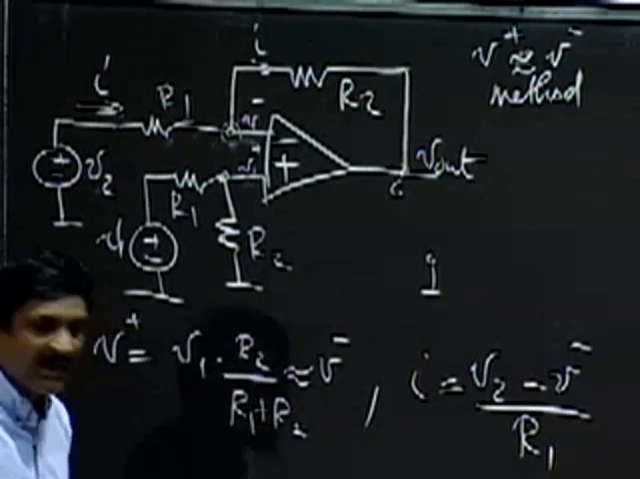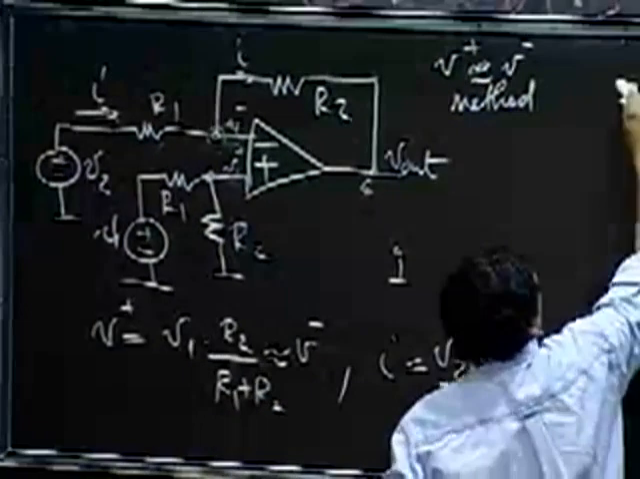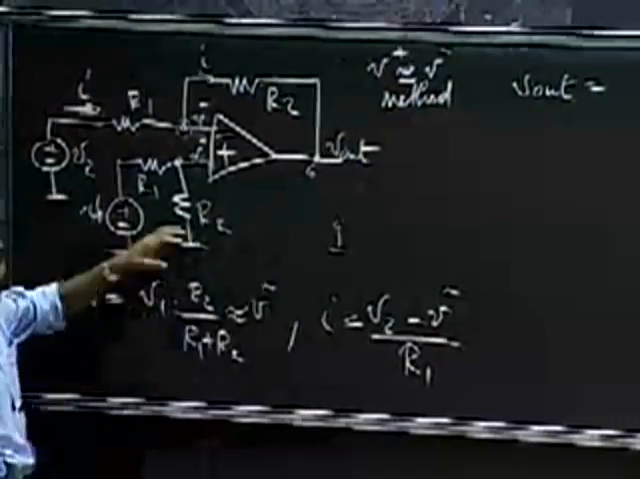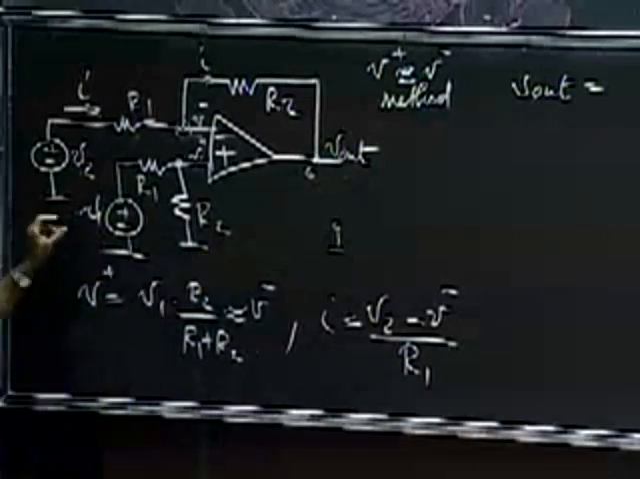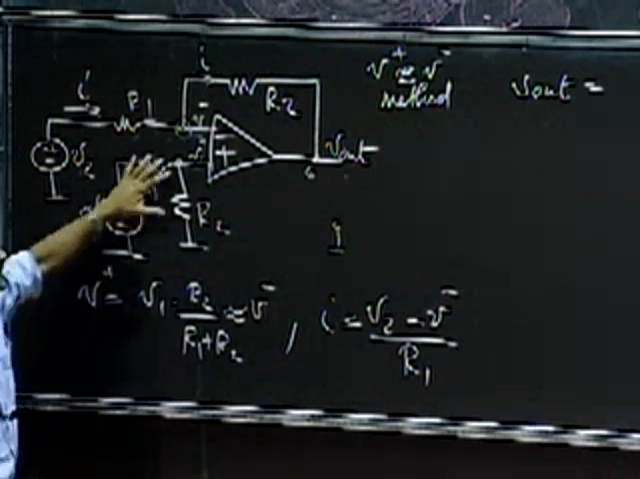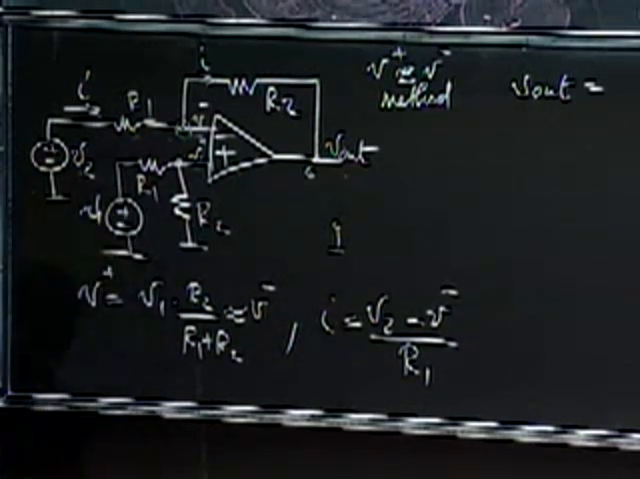Let me keep track of those two, and then go ahead and compute V out. My goal in life is to compute V out as a function of the two input voltages, V1 and V2. And just for kicks, I've gone ahead and computed some of the intermediate node voltages and currents.